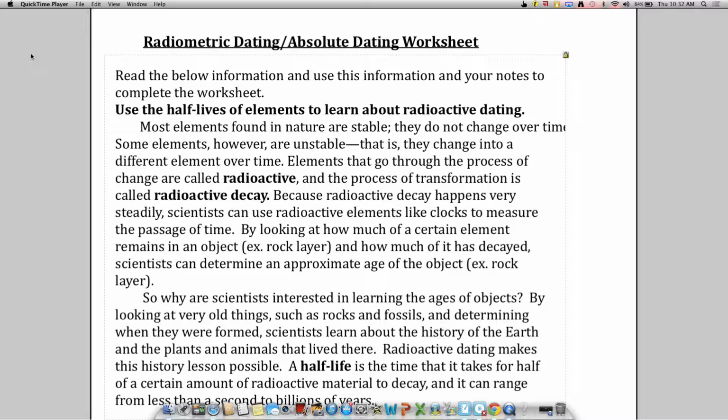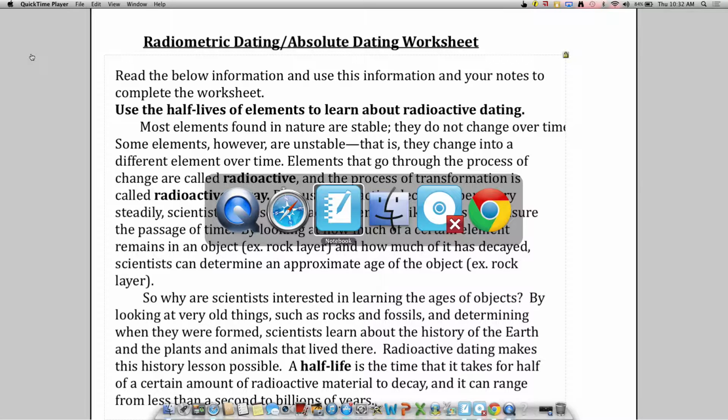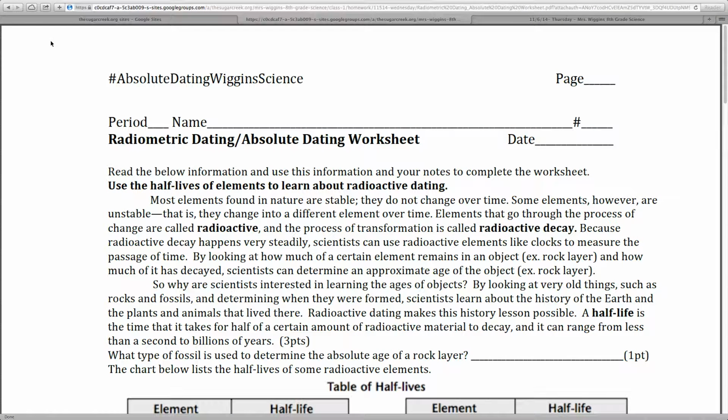But your worksheet that you have looks like this. And this is the worksheet that you worked on yesterday in class. And we're going to go over these things. All right. So when we go over the notes, when we go over this today, these are your notes. This is going to directly help you with your homework that you will have tonight.